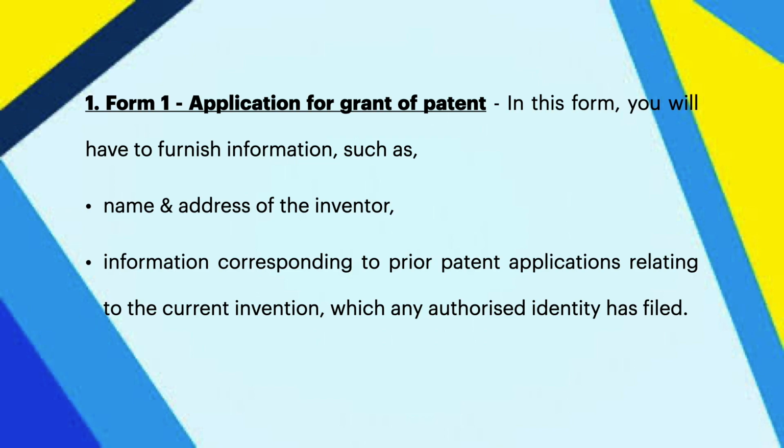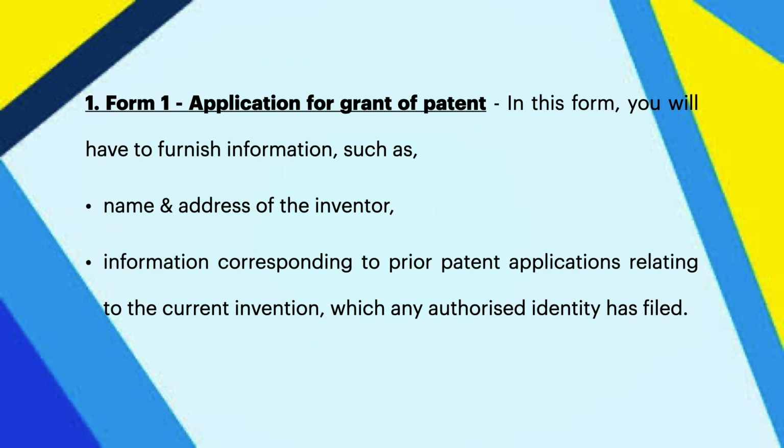So your step 1 is called Form 1, application for grant of patent. If you are an inventor, you first need to take this form and fill in certain details. You will have to furnish information such as the name and address of the inventor, so your complete legal name with the initials, everything, and the address of residence, and also information corresponding to prior patent applications relating to the current invention which any authorized entity has filed.